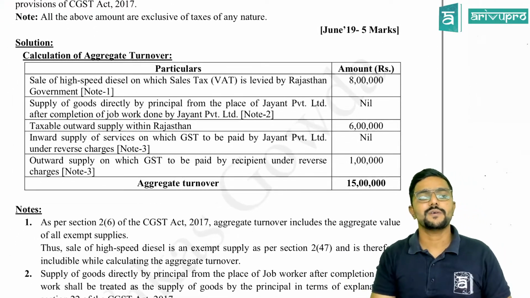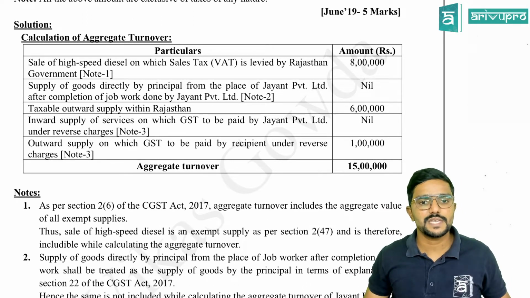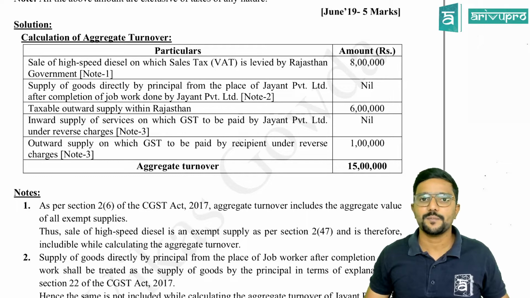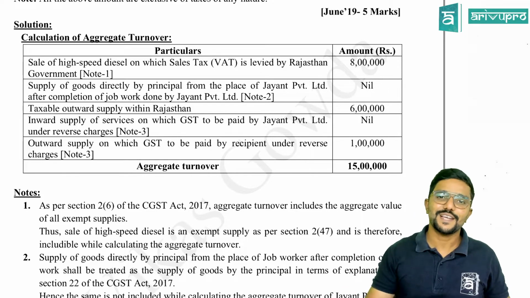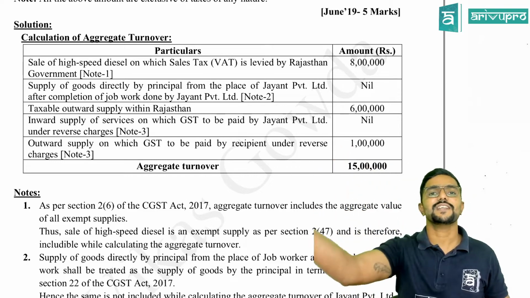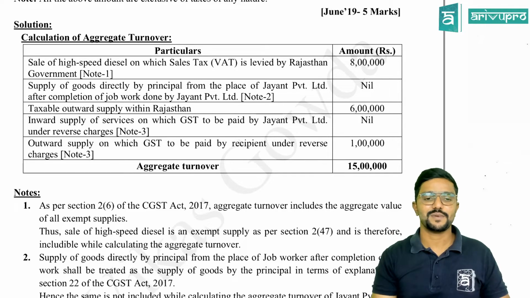Next, first one by one, calculation of aggregate turnover. Sale of high-speed diesel on which sales tax is levied by Rajasthan government. So is it a non-taxable levy? Yes, sir. As per section 9(2), on 5 petroleum products, that is PHD man, GST is not applicable as of now. It will be applicable from the day as decided by GST Council. So it is a non-taxable levy, but exempt supply includes non-taxable supply and aggregate turnover includes exempt supply. See how the things are related. Aggregate turnover includes exempt supply. Exempt supply includes non-taxable supply.